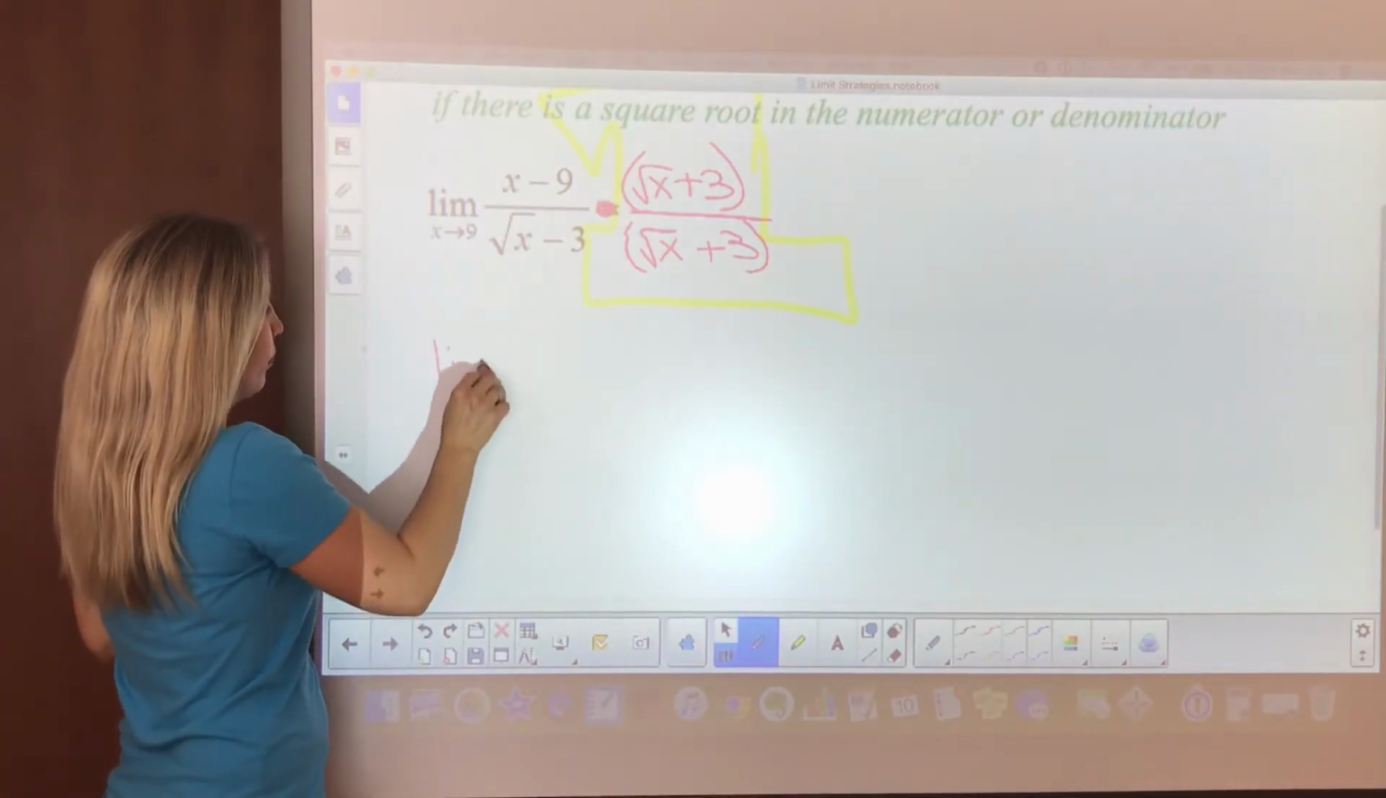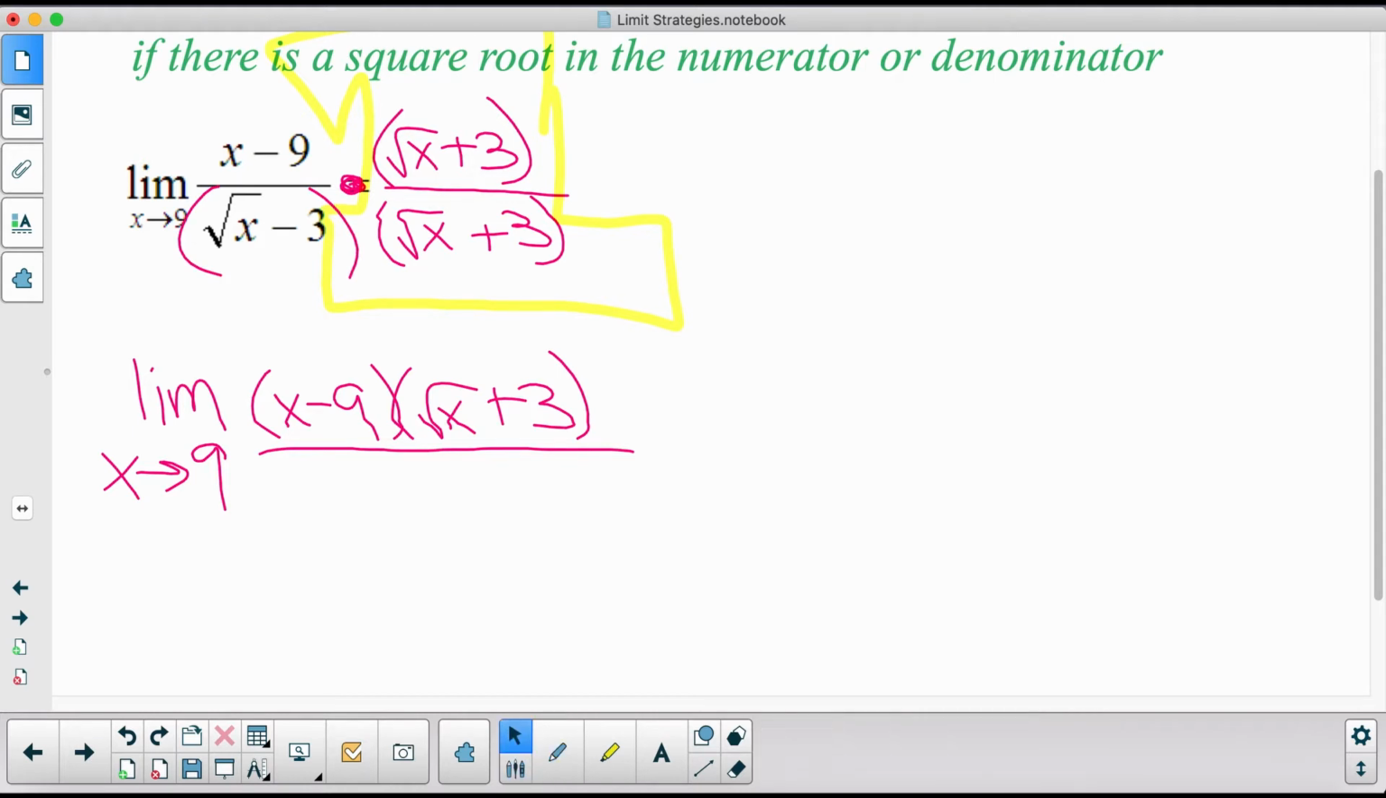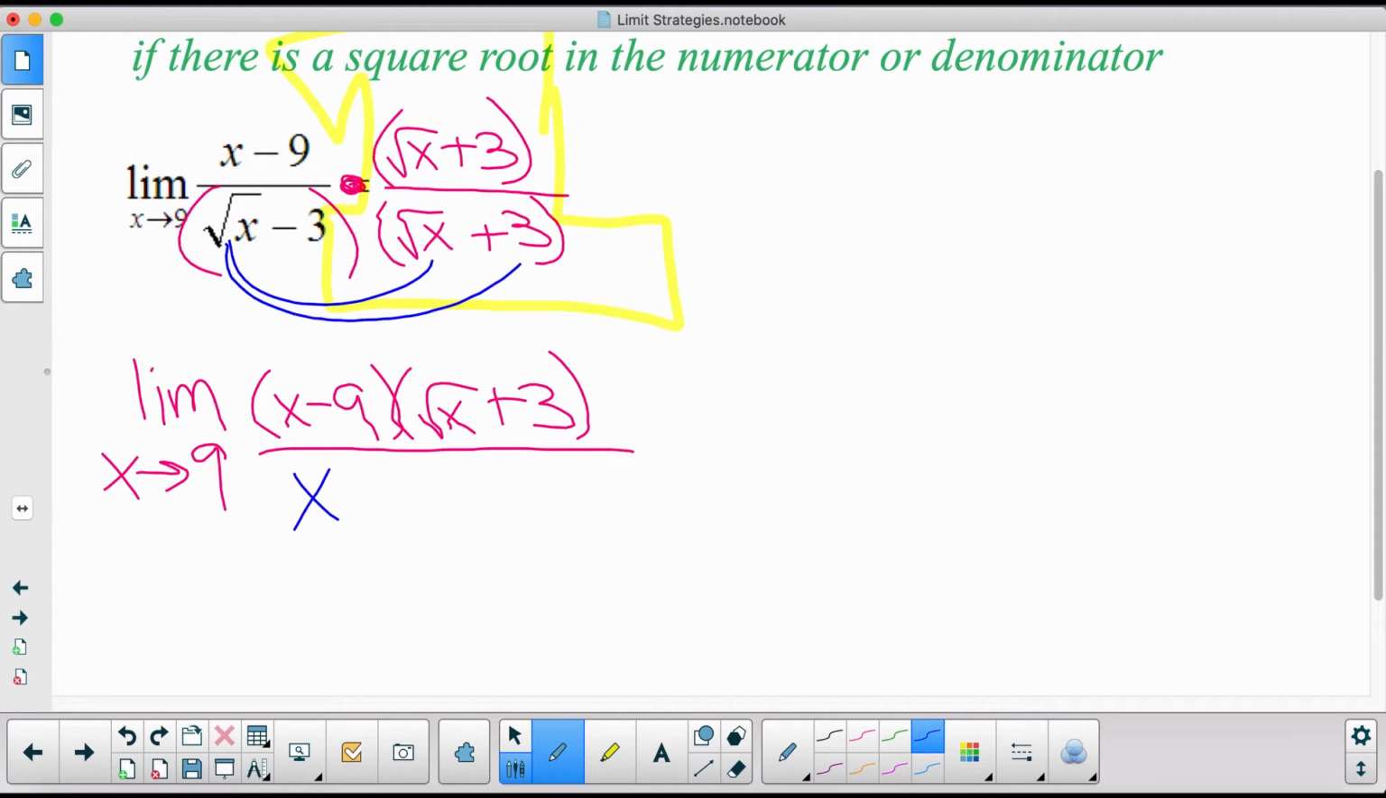All right, we have the limit as x goes to 9. I do not want to mess with that numerator. All I'm going to do is put each of those pieces in parentheses because they are no fun whatsoever. Now, in the denominator, what we're going to do is factor it out. Square root of x times the square root of x is x. Square root of x times 3 plus 3 square root of x. Negative 3 square root of x minus 3 square root of x. Negative 3 times 3. Negative 9.